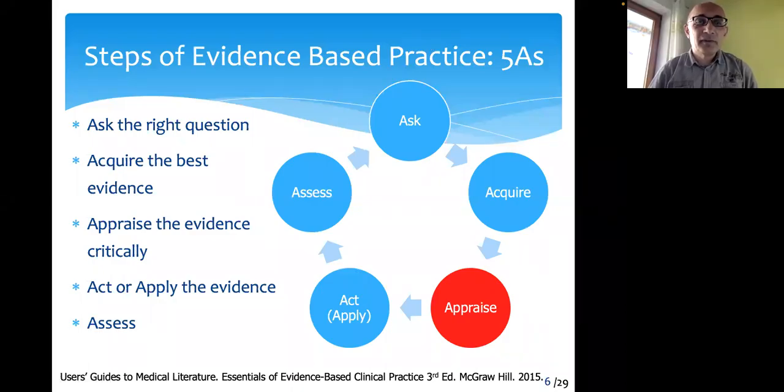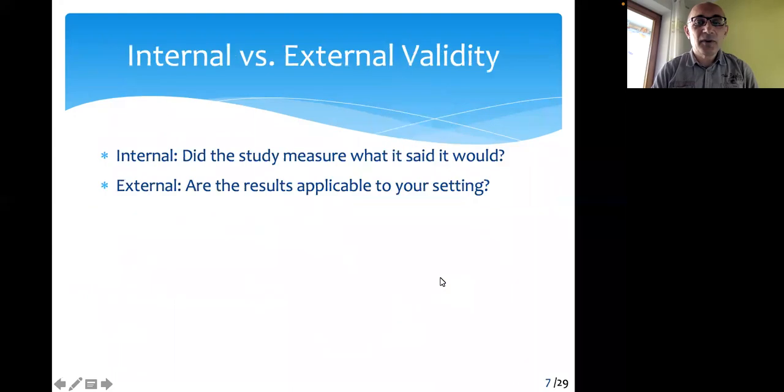Let me show you this circle again, the EBM circle, which was composed of these five steps: ask, acquire, appraise, act, and assess. And so that you will have an image at which level of the course we are now. So today we will discuss the appraisal, how to appraise a scientific evidence publication.